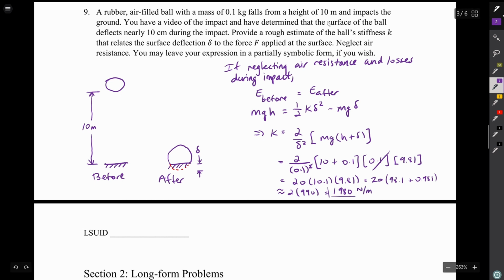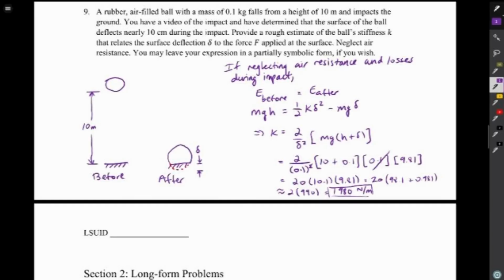Now the question only asked for a rough estimate of the ball's stiffness. So in actuality, if anybody got an answer relatively close to this, they were given credit.